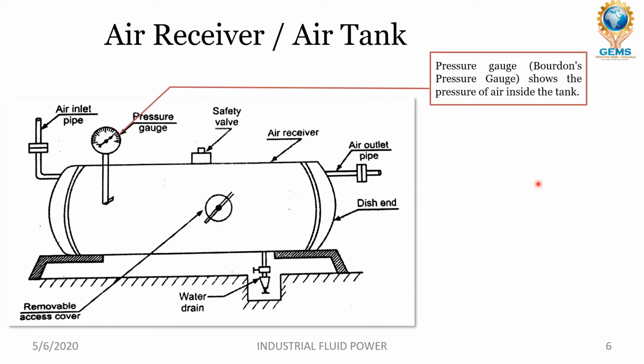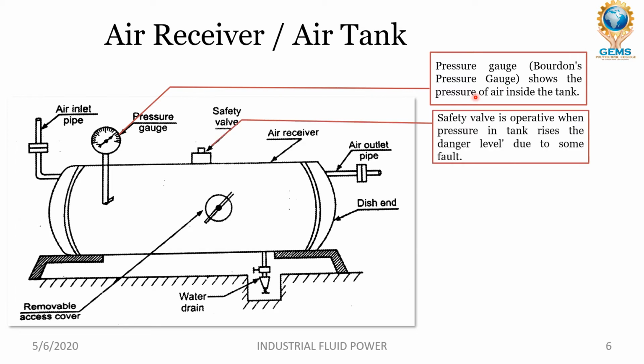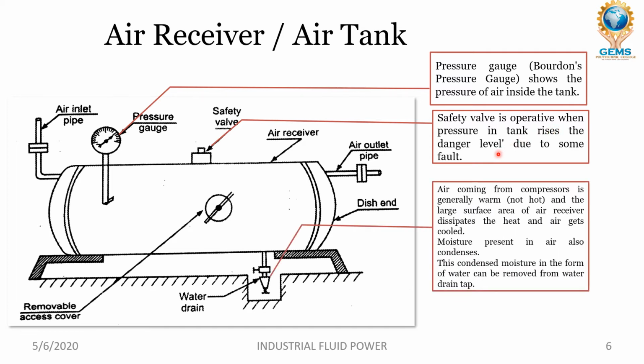So this is the pressure gauge. Its name is Bourdon pressure gauge. It shows the pressure of air inside the tank. And this is the safety valve, which operates when the pressure in the tank rises to the danger level due to some fault. And this is the water drain tap.